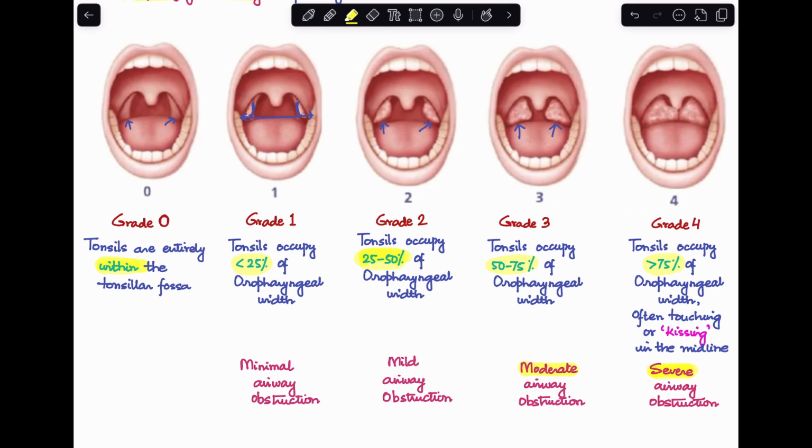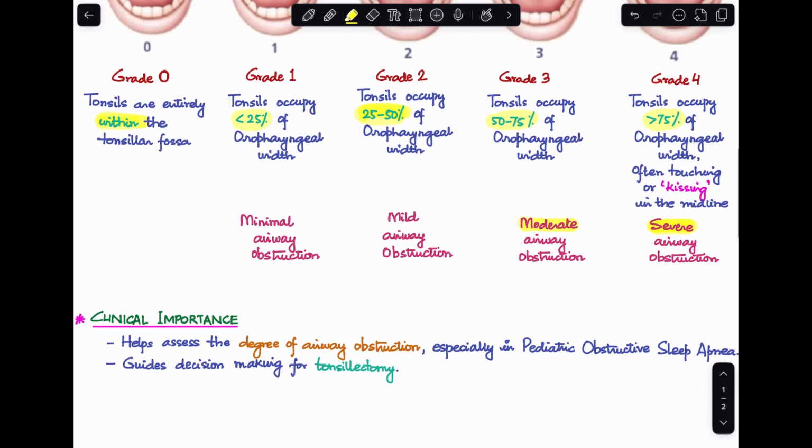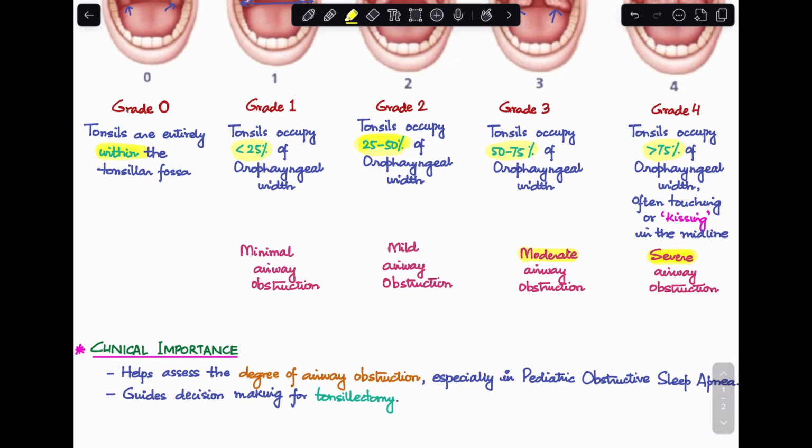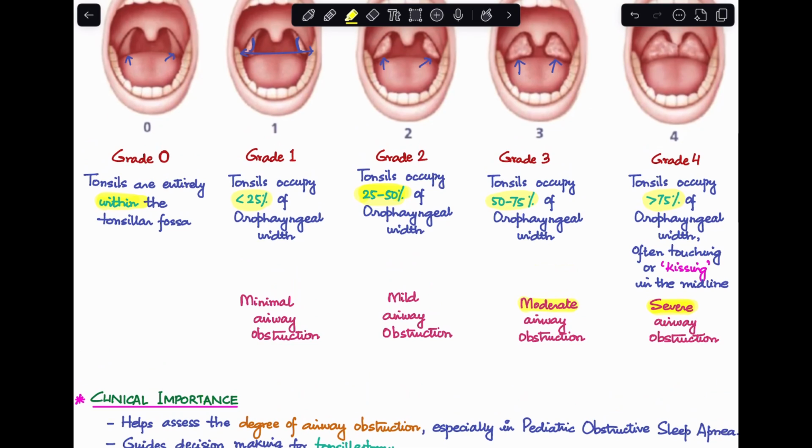This is something you have to know whenever you see a patient with tonsillitis coming to you, and there is some clinical significance to it. This grading system will help you in understanding what is the degree of airway obstruction that the patient could be experiencing, especially in cases of pediatric obstructive sleep apnea. And this will also help you in trying to make a decision whether you need to perform tonsillectomy in the patient or not. So that's all about this topic.